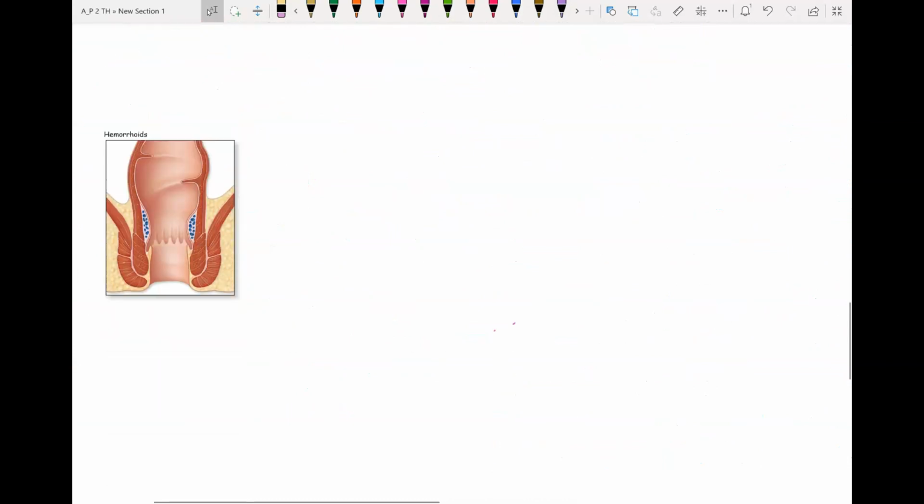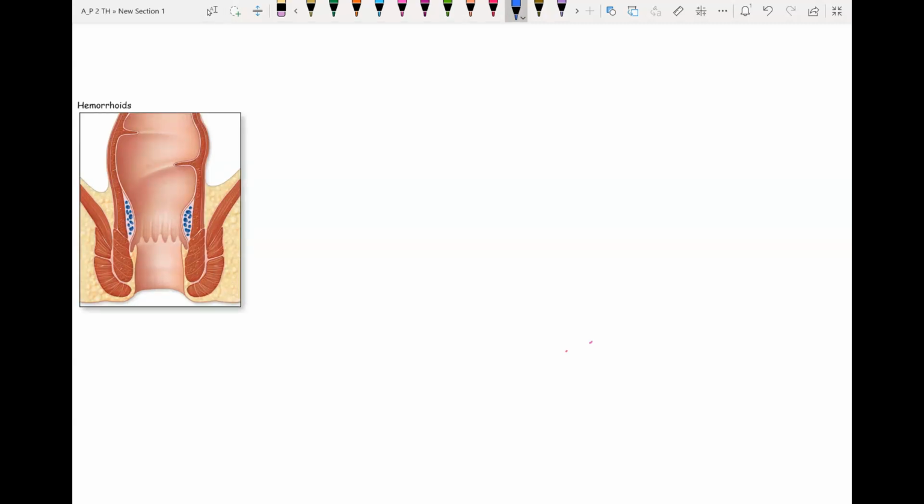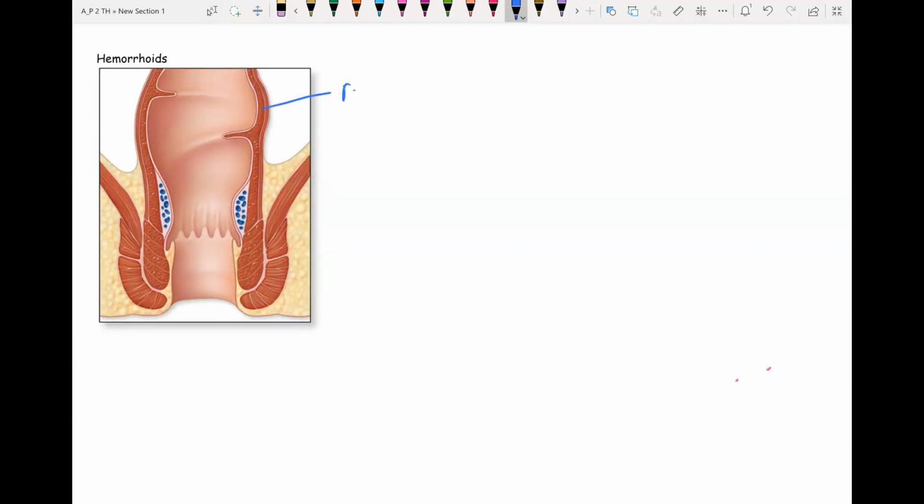Another problem, and unfortunately it tends to go along with constipation, is hemorrhoids. There are veins in the rectum. So this is the rectum, and here are veins in the rectum. In chapter 20, we learned about varicose veins. Hemorrhoids are when these veins become varicose. So a varicose vein, remember, is swollen. So you get these swollen veins in the rectum. And then that makes going to the bathroom painful because the feces has to pass over those varicose veins and it hurts them.